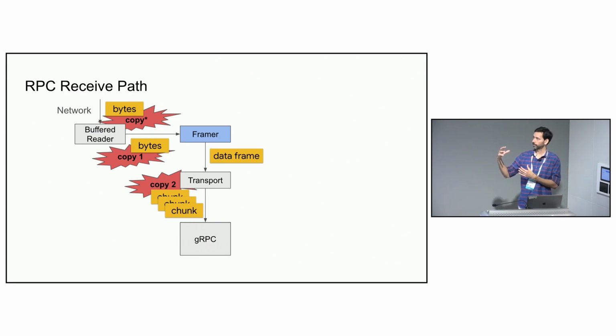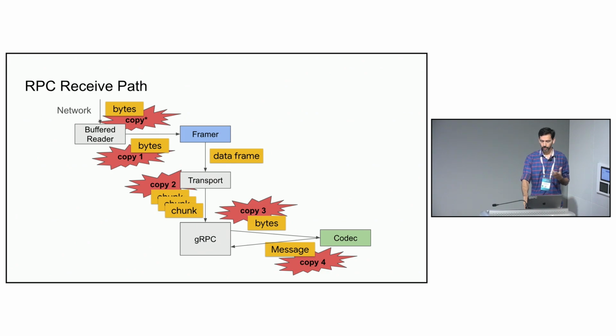Like if the transport doesn't make a copy, the next call to the framer will actually override those bytes. Again, Ricardo will talk more about this. And then eventually gRPC gives it to the codec. There's another copy. And then finally, we get to the application. So here we've seen both the send and receive paths with a lot of unwanted copies. So at this point, we'll see how we addressed this issue.